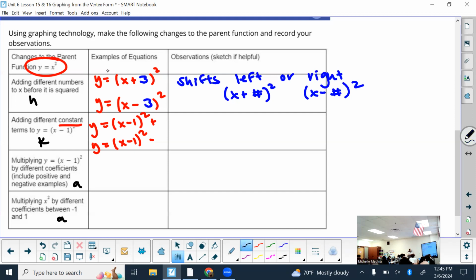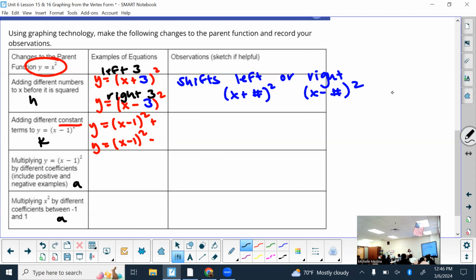So for example, if it said x plus 3, then it shifted left 3. If you did minus 3 in your equation, then it went right 3. Or if you did plus 7, it went left 7. Minus 7, it went right 7. Okay, questions on that? It didn't go up or down, it didn't get smaller or wider, that's the only change that H does. Because H is the x of your vertex.